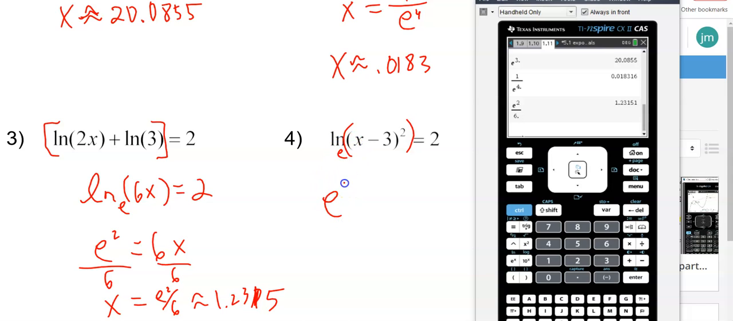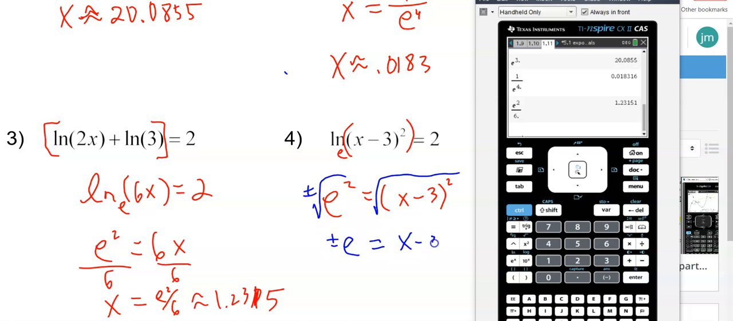So it'd be e to the second equals, this is a little tougher, (x minus 3) squared. Now, what could I do to both sides there? Do you see a move you could make here? You could take the square root of both sides, right? Plus or minus on this side. So we get plus or minus e equals x minus 3. Add 3 to both sides, you get 3 plus or minus e is equal to x. Those are the exact answers.